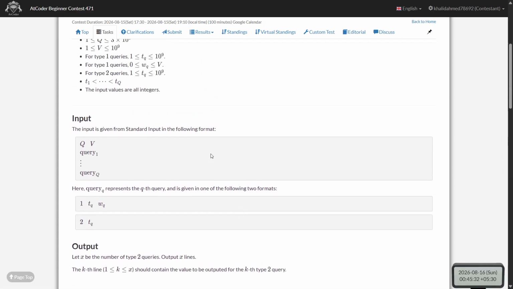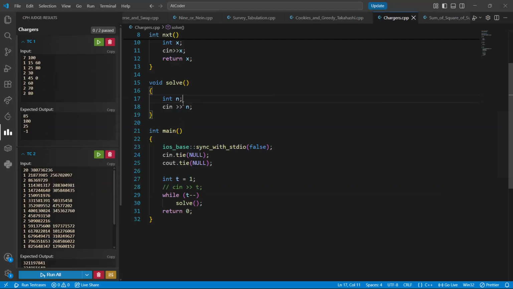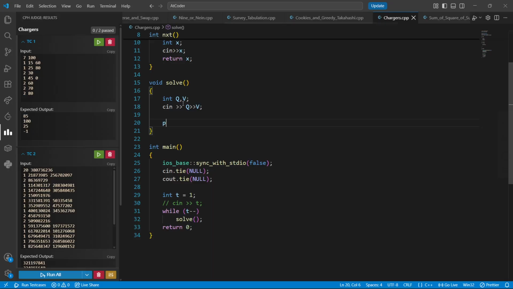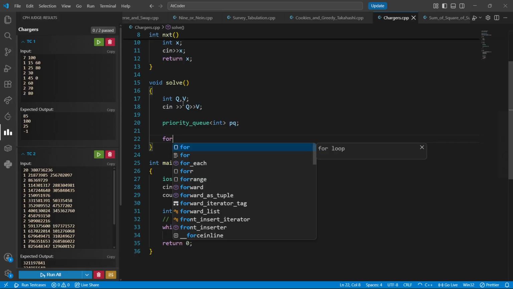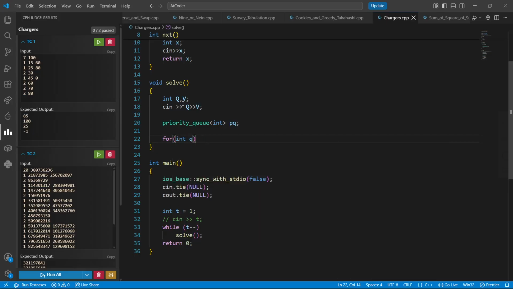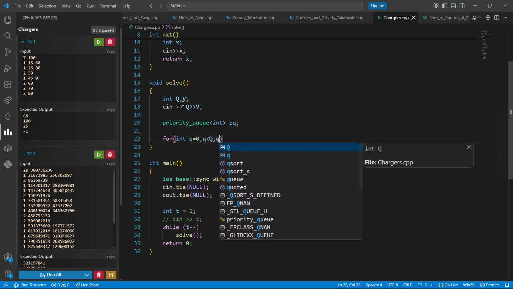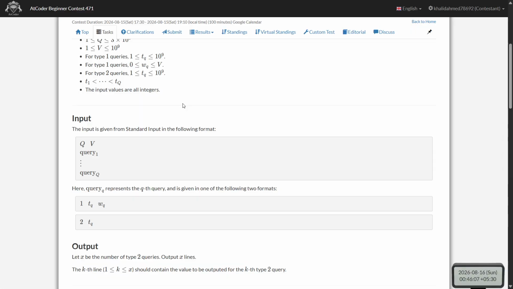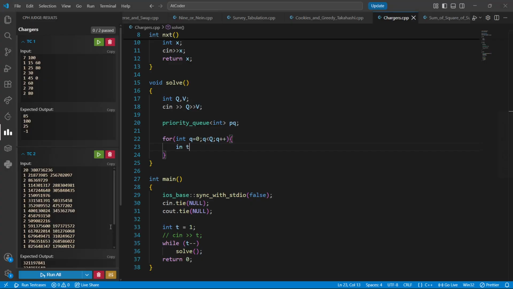So in the input we have Q and V. Q is basically number of queries, and let me call Q capital V. Let's take their values, and I'll initialize one priority queue. It will store the batteries having charges, particular volts. I'll be processing Q queries. So for every query we have a type 1 or 2. So first I'll take type.